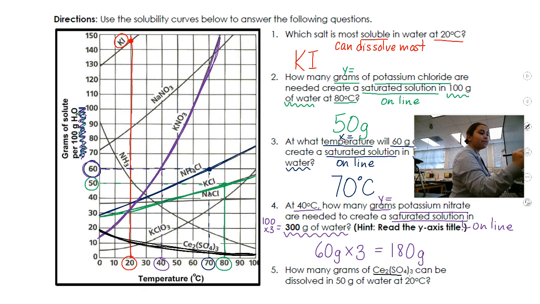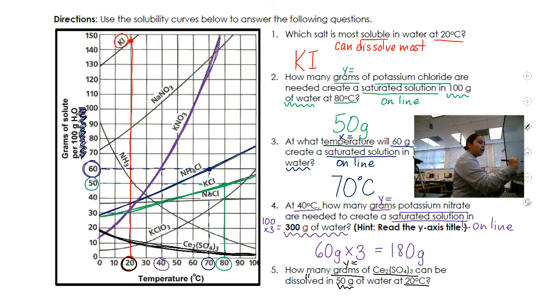And it's asking for how many grams, so that's going to be a number that's on the y-axis. And it says that we're working at 20 degrees Celsius, so that would be right here. And that we're working with 50 grams of water. So that's not what it says on this graph. This graph says 100 grams of water. So how do you get from 100 to 50?